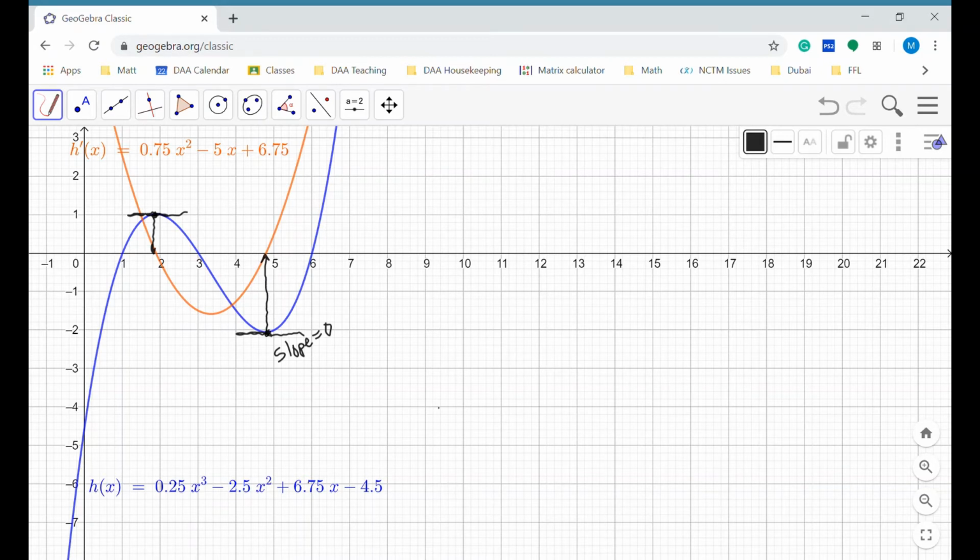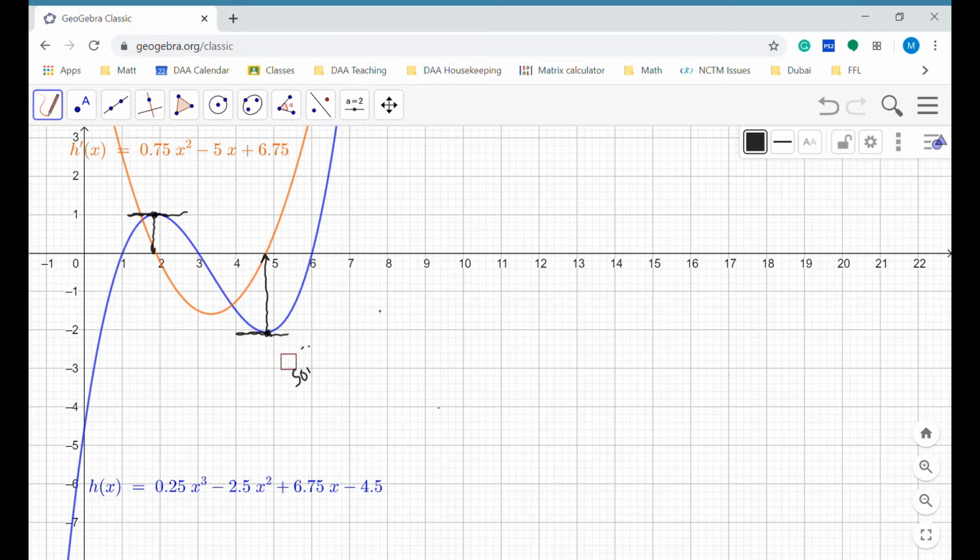If you wanted to find the max and mins, you just need to figure out where the slope of the function is 0, and so that just involves solving h prime of x equals 0. But we're not doing that right now. Right now we're looking at some other problem I'm going to make up here.